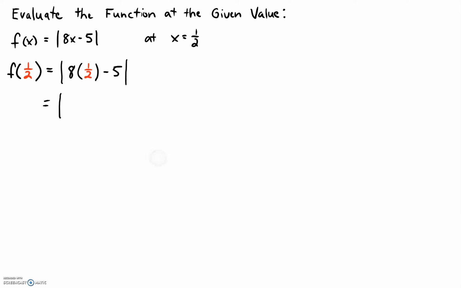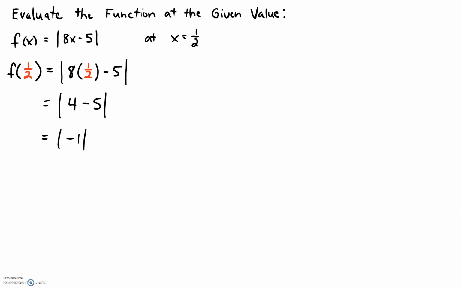So 8 times 1/2 is going to leave us with 4. Bring down the minus 5, and that's still inside of the absolute value bars. And then 4 minus 5 is going to give us -1. And so now we just want to simplify the absolute value of -1.